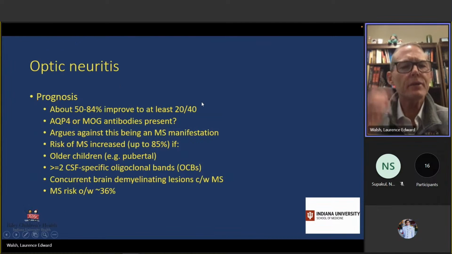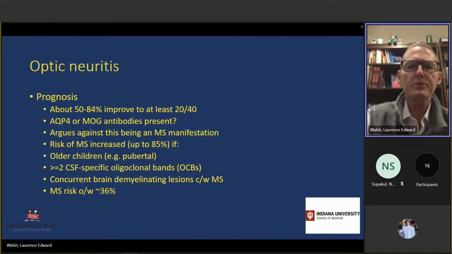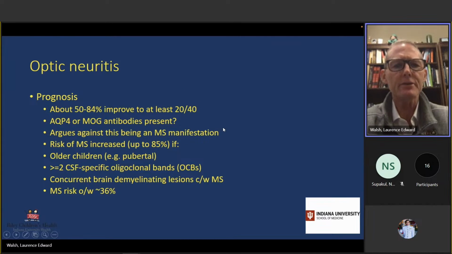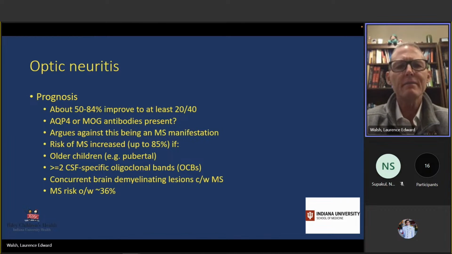Prognosis with isolated optic neuritis: half to better than three quarters improved to at least 20/40. It makes a difference whether aquaporin or MOG antibodies are present, mostly because if they are, and they're robustly present, not just weakly, we got a little peak there of antibodies for MOG, that argues against this being MS.